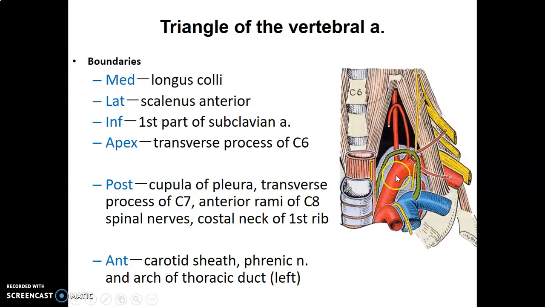Then the carotid sheath and its content, the phrenic nerve, all those are anterior to the vertebral artery. You can appreciate this is the phrenic nerve. It usually lies on the anterior surface of the scalene anterior muscle.